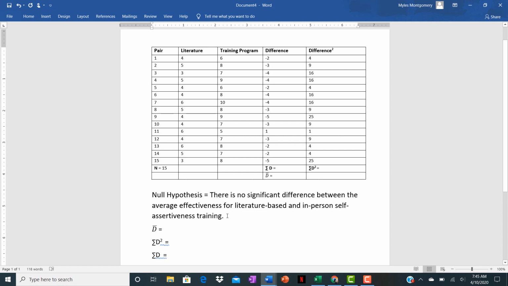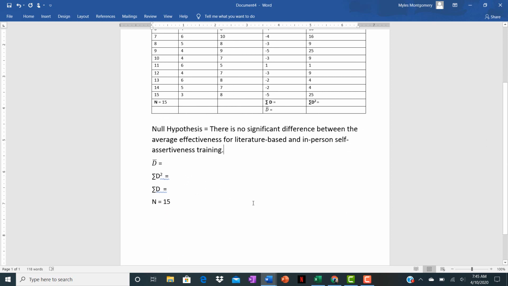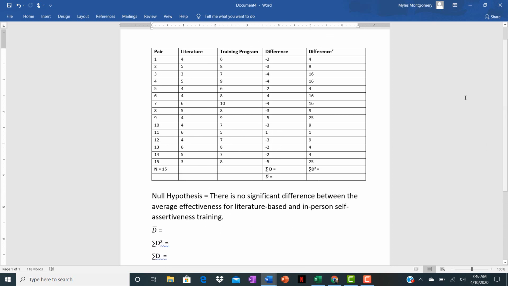Now, what else can you say about this chart in front of you? Well, you already know one of the variables. You know that there are pairs of participants. It's an equal number of pairs in each sample. So there's the same number of participants in the literature group as there are in the training program. Okay, 15. So at the very bottom, I have the ultimate score, so I went ahead and put n equals 15 down here for you. Now we're going to take a look at how this plays out mechanically.